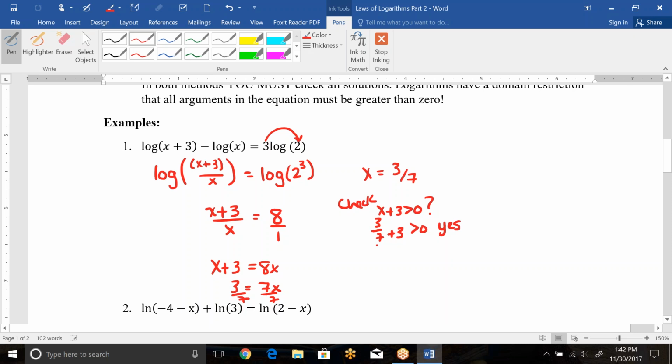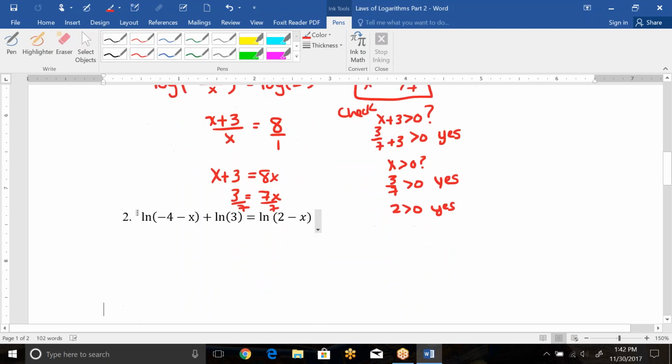Sometimes you don't need to work it out if it's very clear to you that it's greater than 0. If I do just x being greater than 0, well, 3/7 is greater than 0 by itself, so that's also a yes. The last argument was a 2 in the original equation, so 2 is greater than 0 by itself anyways. That means that that one wasn't dependent on what the x was. So since everything works out, we're all greater than 0, this is a solution to that log equation.